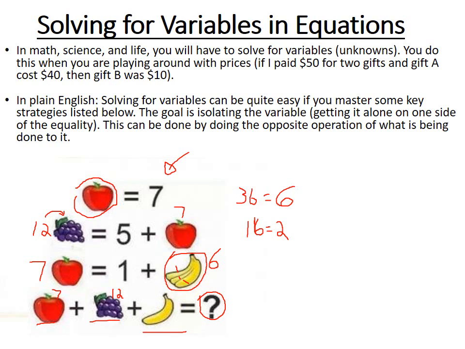So now that we know that, we have 7 plus 12, that's 19, plus 2, that's 21. So our final answer here is 21. So believe it or not, you actually did some solving for variables in your head yourself. And now we're actually going to see how to write that out in a mathematical way. But you do this in everyday life.